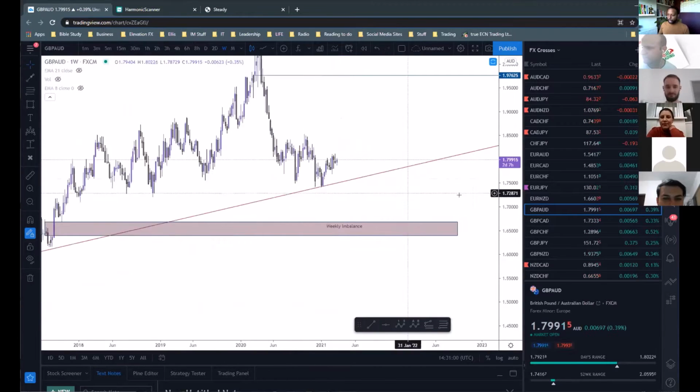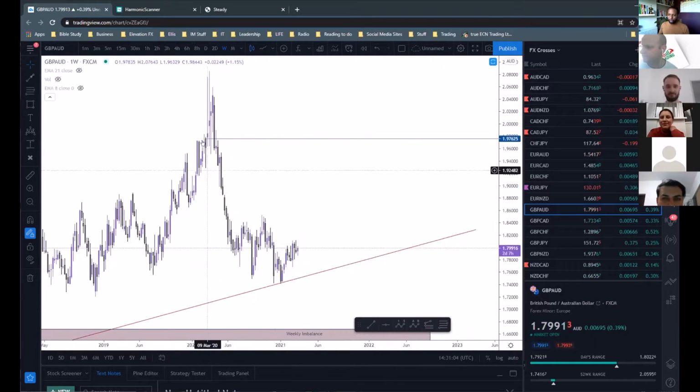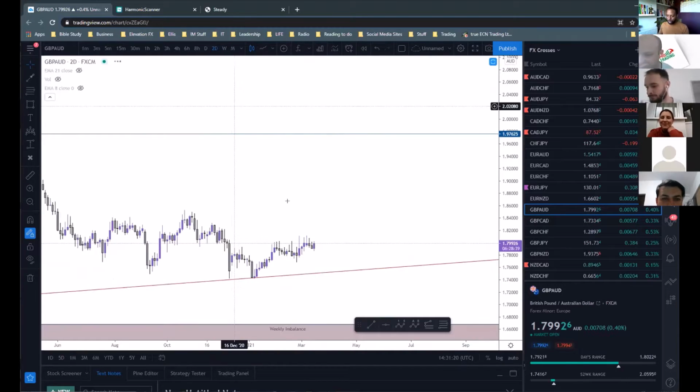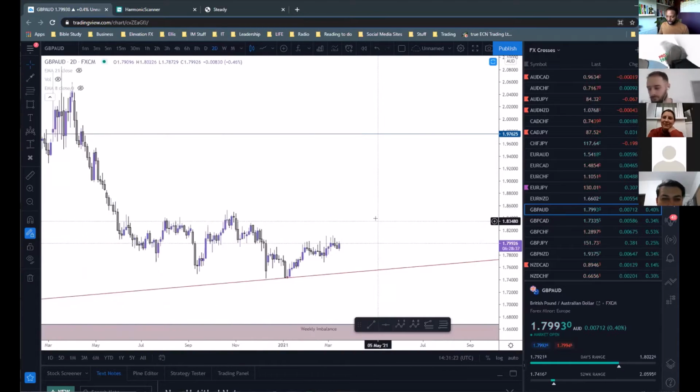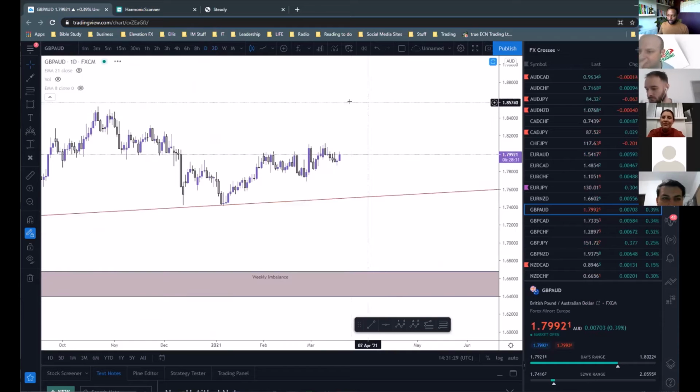Now, in addition, what we do have is lots of room for this to grow. Loads. If we start moving up into here, there's hundreds of pips of possibility. I'm going to spend some time on this actually, because getting into this trade could really yield some very nice risk to reward. So now we're on the 2-day chart. Let's just go on to the daily.